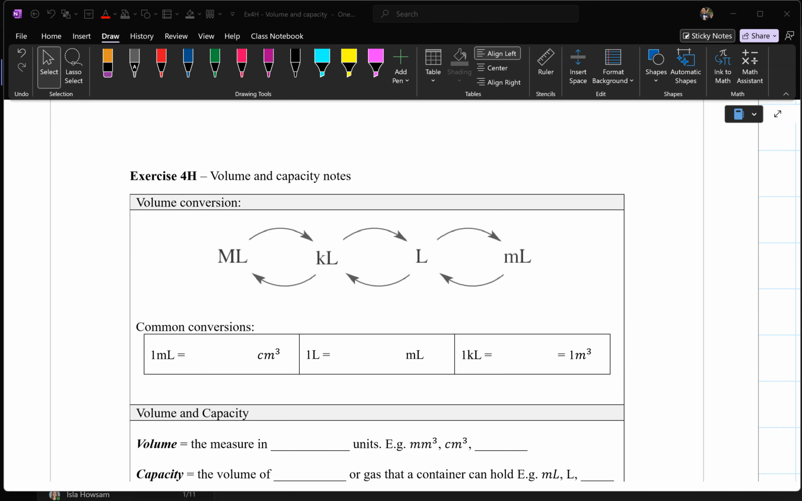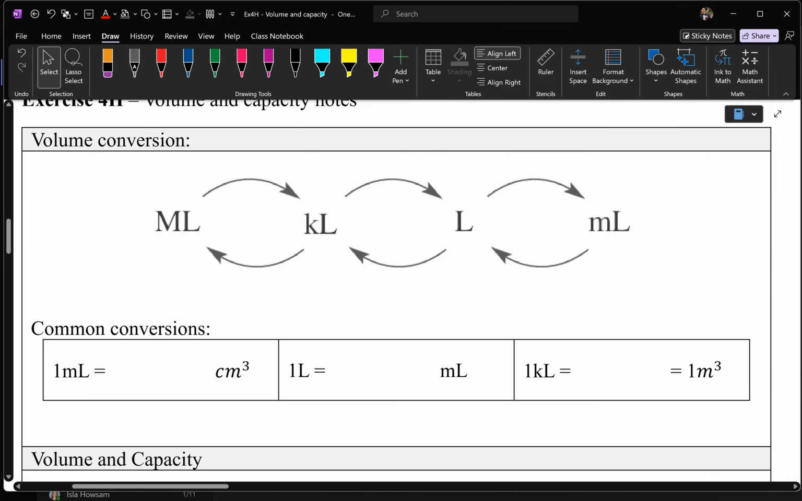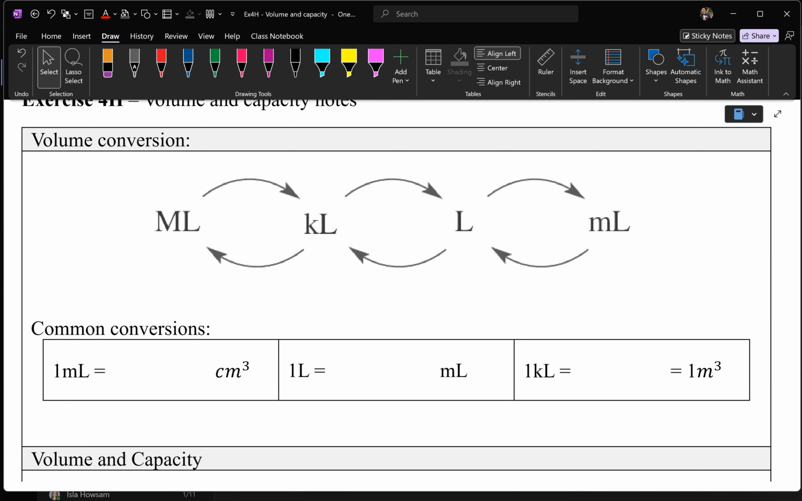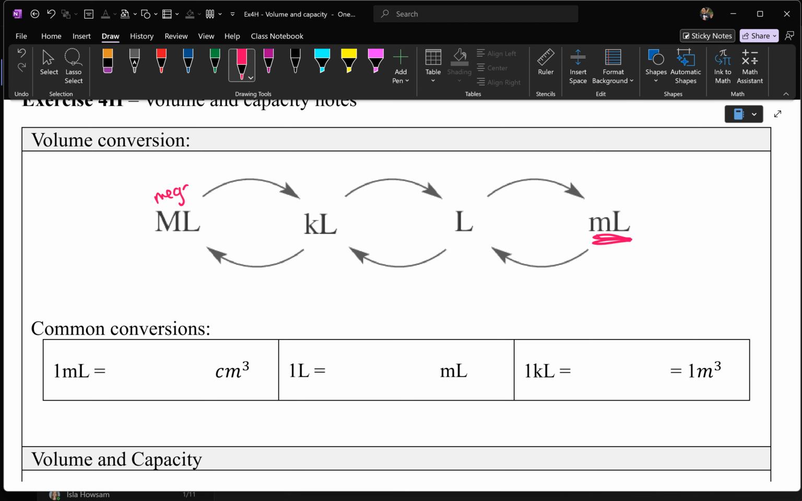Hi there, Year 8. In this video, we'll be looking at exercise 4H, volume and capacity, okay? So first thing is, part of the exercise is you need to learn how to convert between volume units. Capital ML is not milliliters, and notice the difference between these two. This is your milliliters, but then this is your mega, okay? So this is your megaliters.